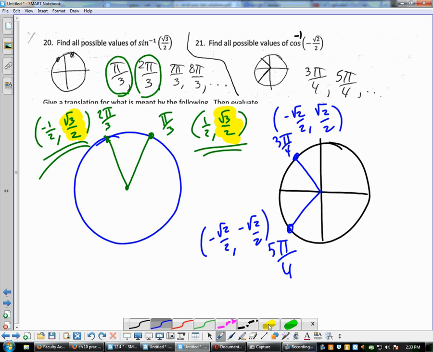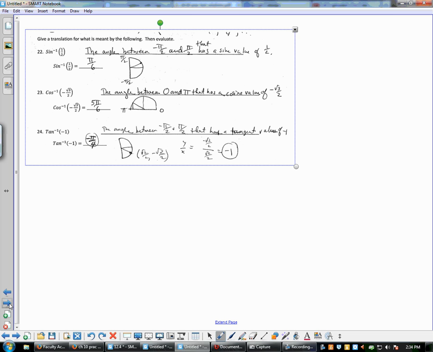Bottom line, we're looking for where's the x, because cosine is the x coordinate. Where's the x coordinate? Negative square root of 2 over 2. So with that in mind, we would list 3 pi over 4 and 5 pi over 4. Let's go on to the next problem.